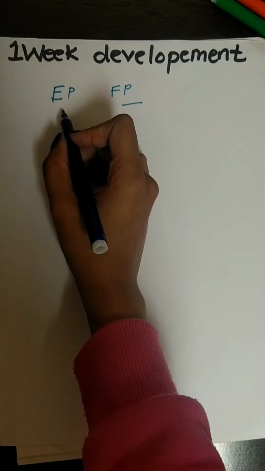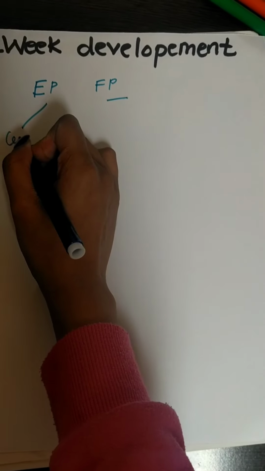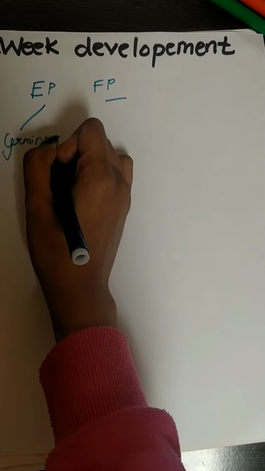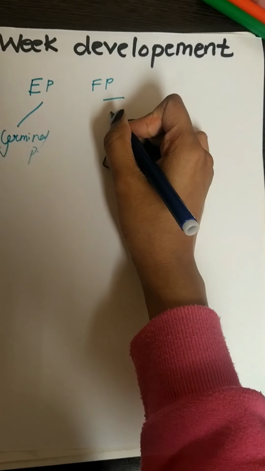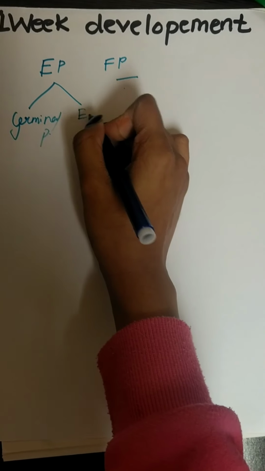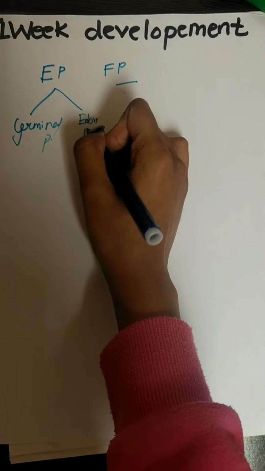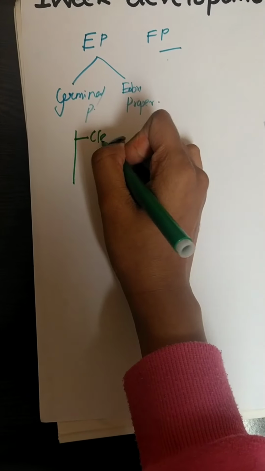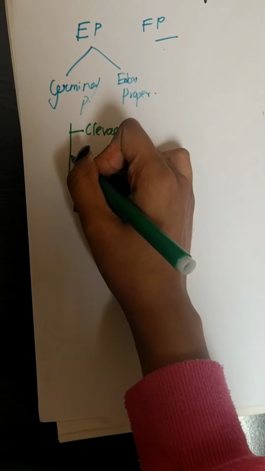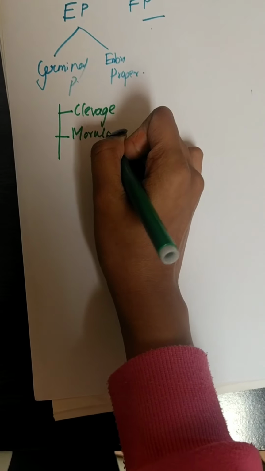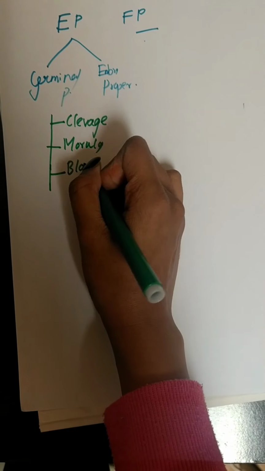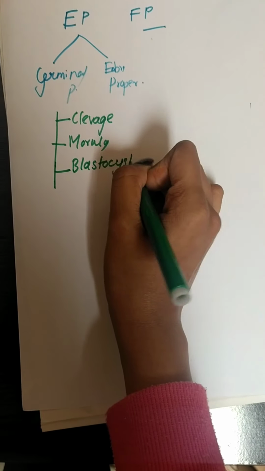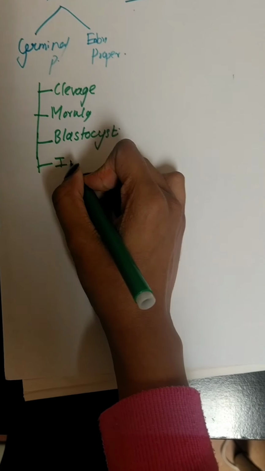Your embryonic period is actually divided into the germinal period and the embryonic proper. Your germinal period is further classified into cleavage formation, then the morula, then the blastocyst, then finally the implantation.